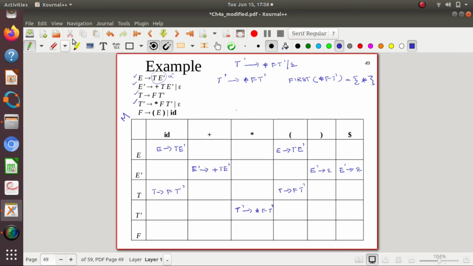Then next we need to consider the second one. Second one is T dash gives epsilon. So in this case the alpha is epsilon, so we need to compute first of epsilon, that is same as epsilon. So epsilon is in the first of alpha, so we need to compute follow of T dash.